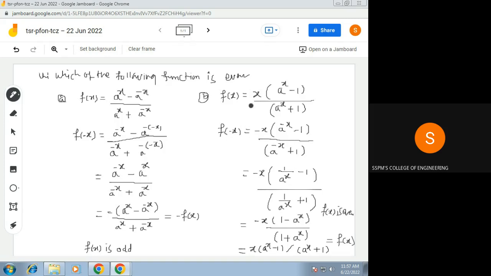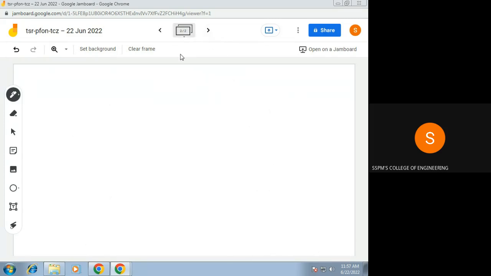So this is the way to check whether a function is even or odd theoretically: replacing x by minus x. Now we'll see an example on continuity.